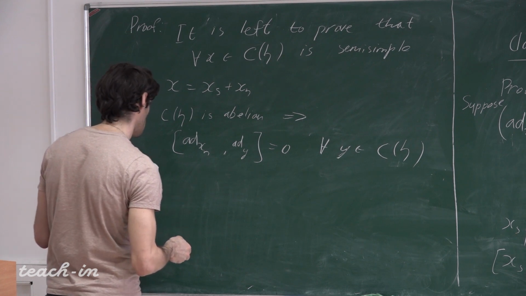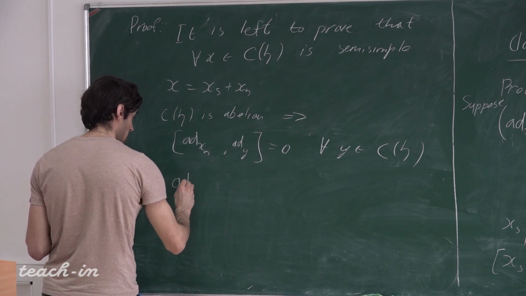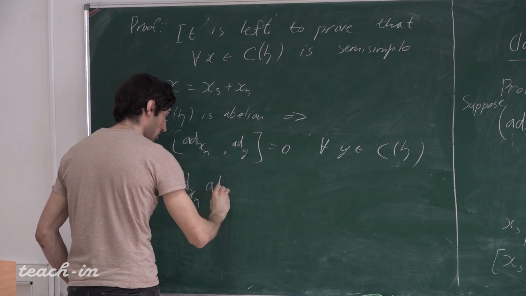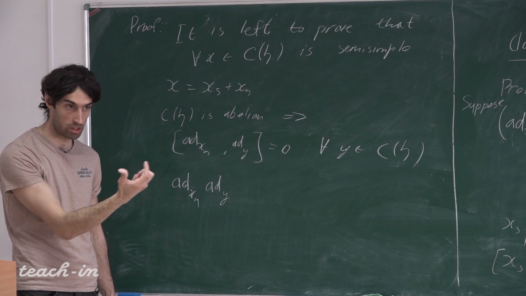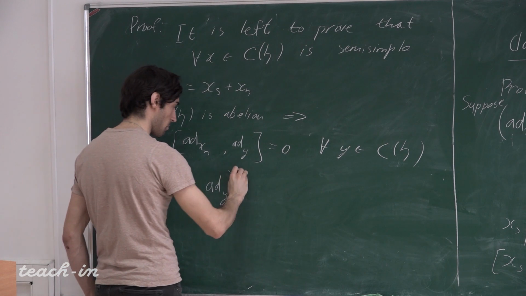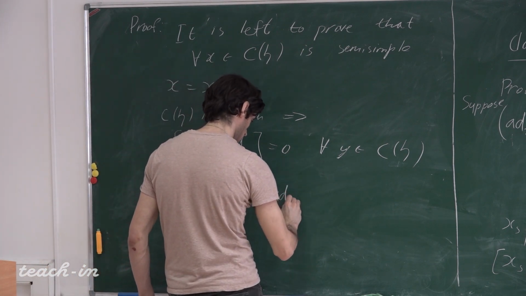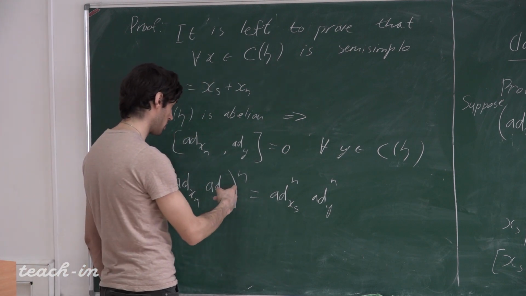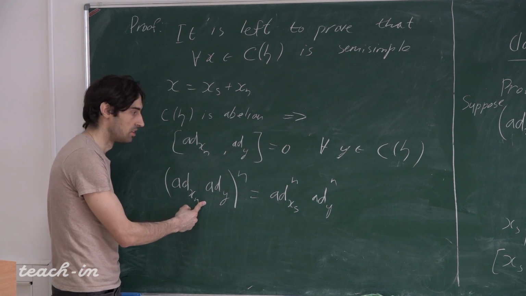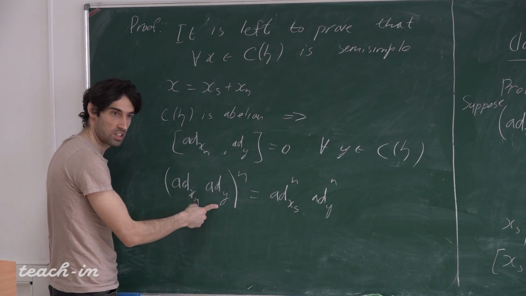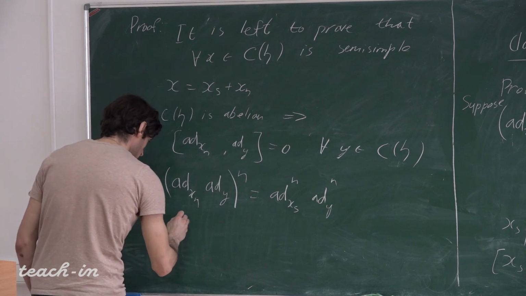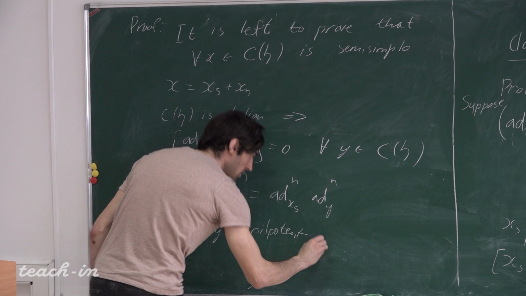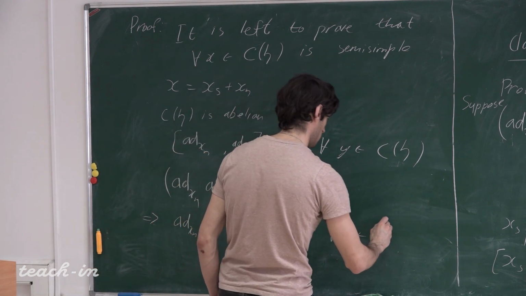So it means that I can take ad Xn. This thing is nilpotent, which means that in some power, it is 0. Then if I take ad Xn times ad Y, it's just multiplication of linear transformations. If I take it to some power n, since they commute, it is ad Xn to the power n times ad Y to the power n. So this thing is also nilpotent. If my n kills ad Xn, it also kills ad Xn times ad Y. So ad Xn ad Y is nilpotent for every Y in C of H.